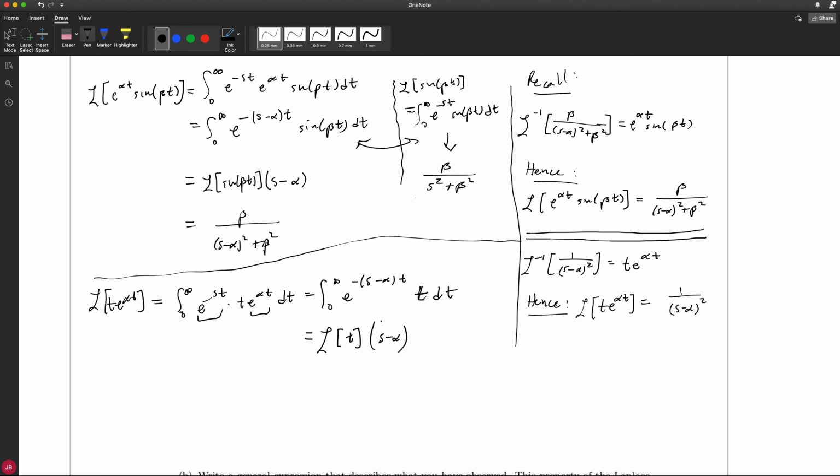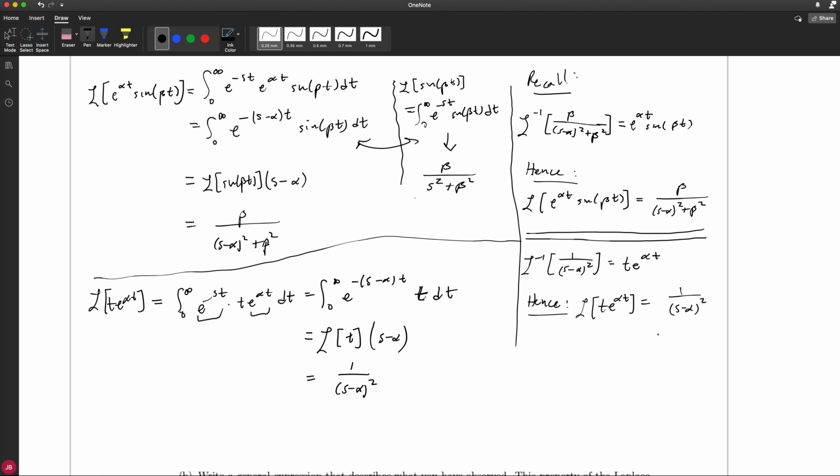So this is not multiplication here. This is what's known as function notation. We're saying it's whatever the Laplace transform of t is, and then we replace s by s minus alpha. Well, what is the Laplace transform of t? Look on your chart. The Laplace transform of t is 1 over s squared, but now replace s by s minus alpha.